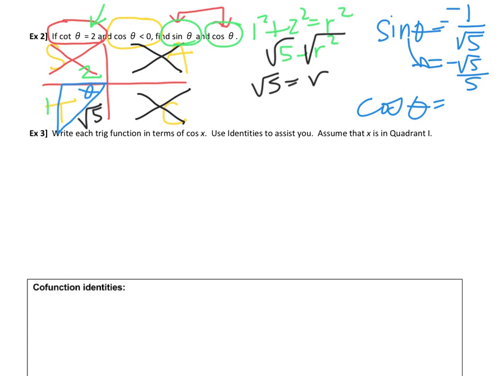So now we're going to do the cosine ratio, and same thing. For cosine, I'm going to be comparing the adjacent to the hypotenuse, and again, in quadrant 3, that's a negative ratio once again. So the adjacent is 2, and over the hypotenuse, which is root 5. So rationalizing the denominator, I'm going to get negative 2 root 5 over 5. And there's my cosine ratio.